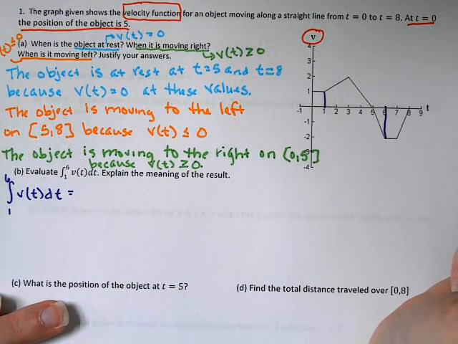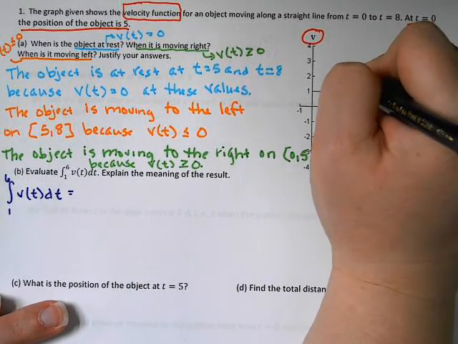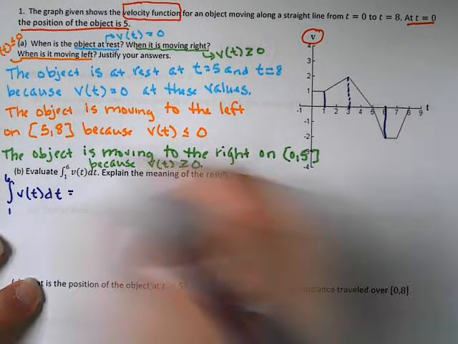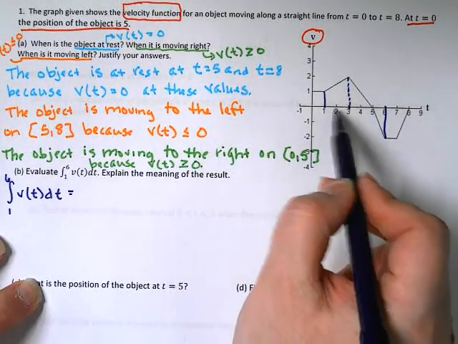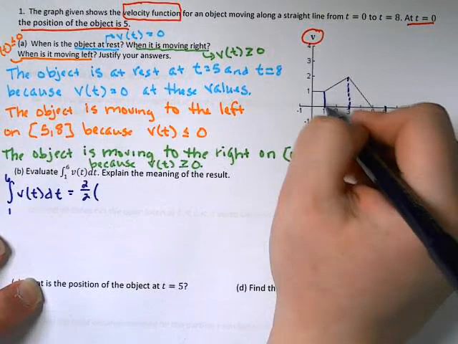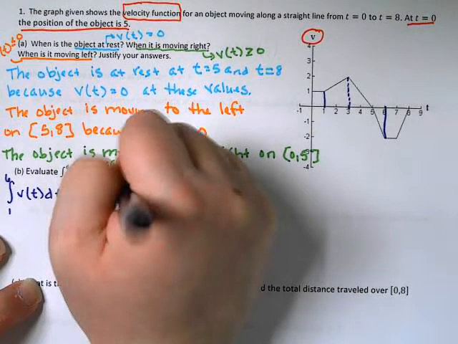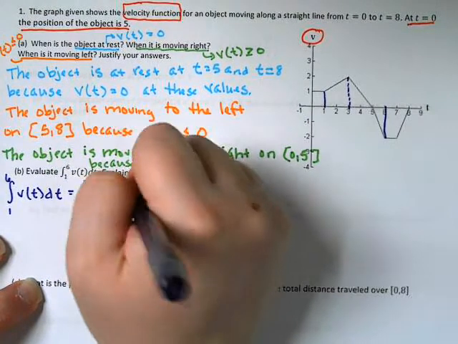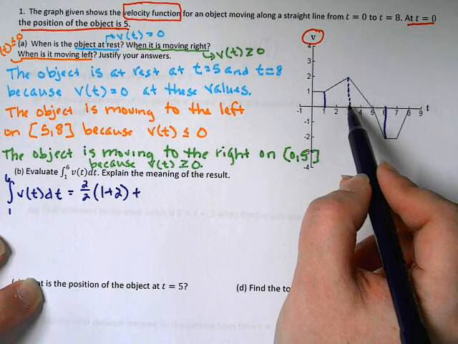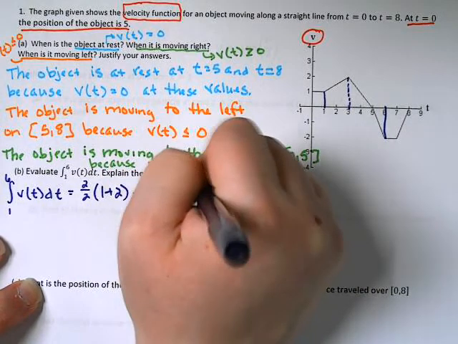So I'm thinking the best way that we can do this is it looks like if we go to 3, we can have a trapezoid there. So let's see, the height of our trapezoid would be 2, so 2 over 2. Base 1 would be 1 and base 2 would be 2, so 1 plus 2. So that gets me from 1 to 3. And then from 3 to 5 I have a triangle with a height of 2 and a base of 2. So 1/2 times 2 times 2.